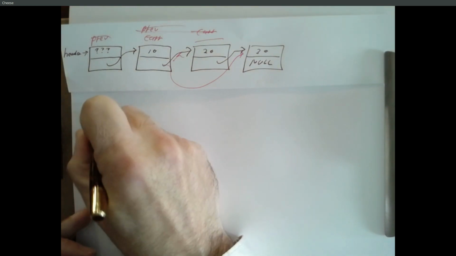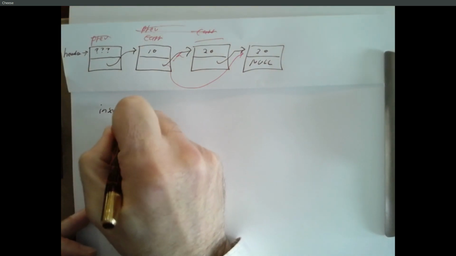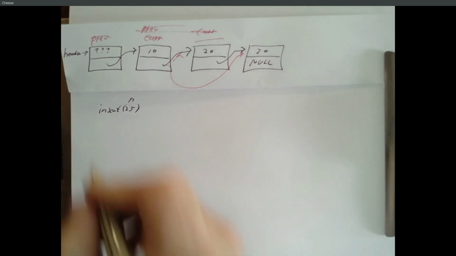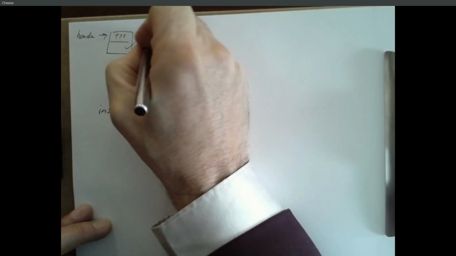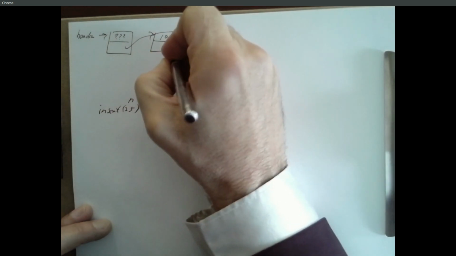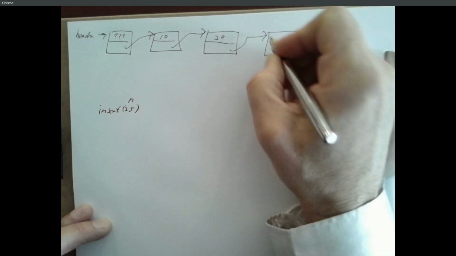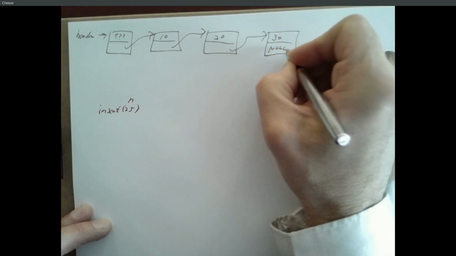All right, so let's insert 25, or n in general. Same drill as before, I'm going to make you a clean list, because I want to update the arrows. So here's our sentinel. There's our 10. There's our 20. There's our 30, and there's our null.